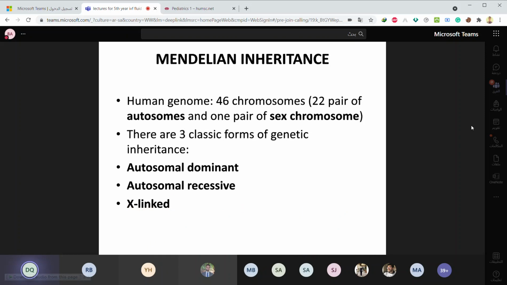We have a term we always talk about, Mendelian inheritance. As I said, the human genome has 46 chromosomes. We have 22 pairs of autosomes and 1 pair of sex chromosomes. There are 3 classic forms of genetic inheritance: autosomal dominant, autosomal recessive, and X-linked.